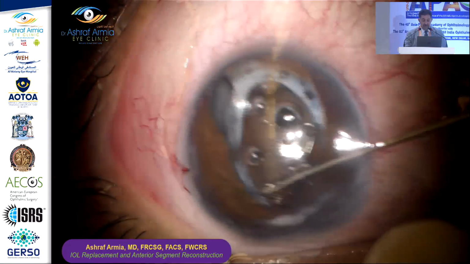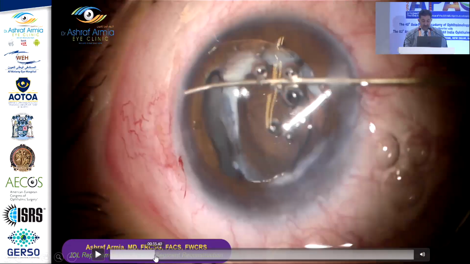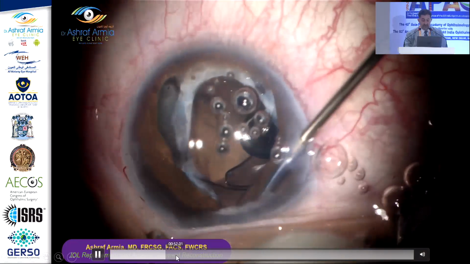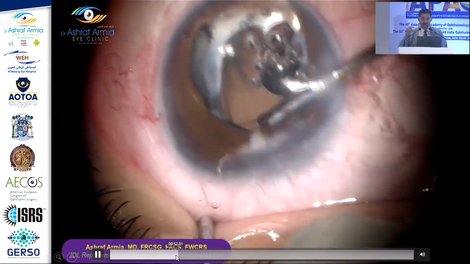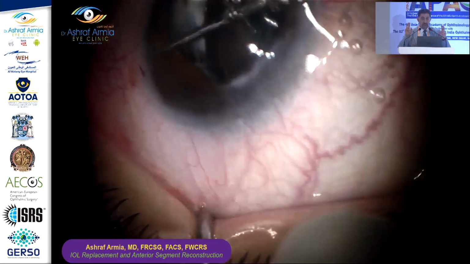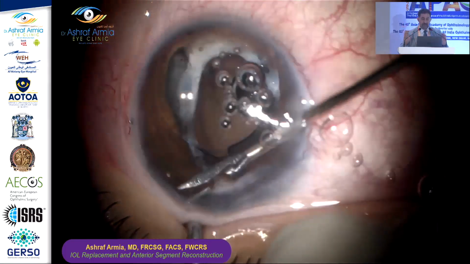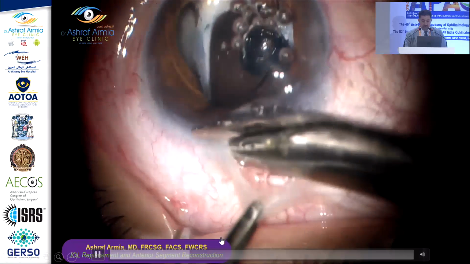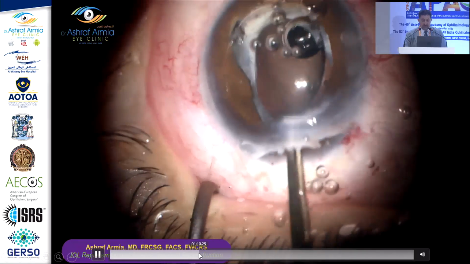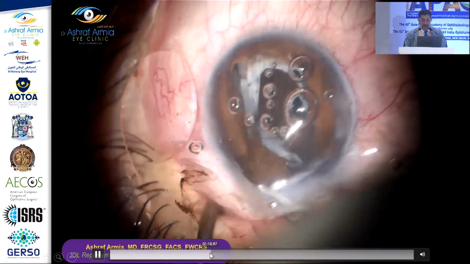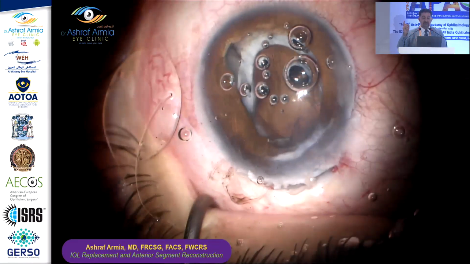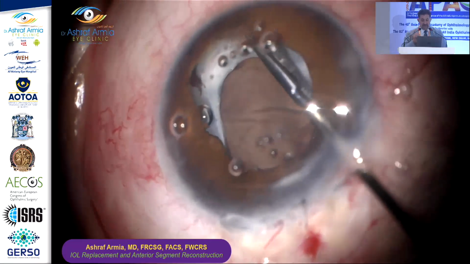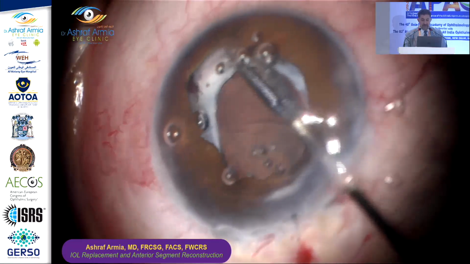So with much manipulation, I succeeded to remove it from the incarceration, bringing it out by cutting the peripheral anterior synechia, because I want to reconstruct the anterior chamber of the eye. More and more, till I succeeded to bring the IOL outside the eye and remove the broken haptic. That was the cause of the tilting or pupil incarceration.